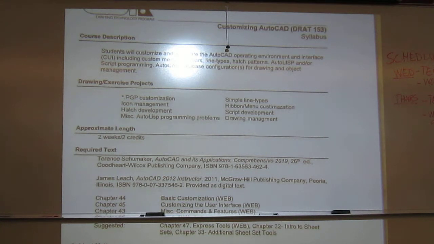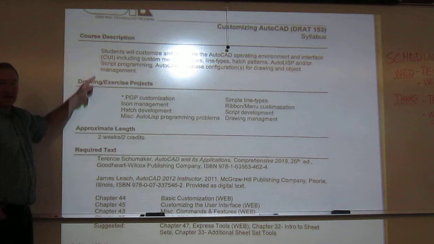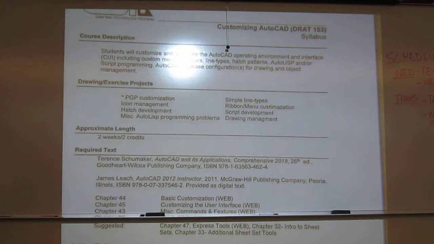Course description. You will customize in AutoCAD the AutoCAD operating environment and interface, which is the CUI. CUI stands for Custom User Interface. That includes menus, toolbars, line types, hatch patterns, AutoLISP and/or script programming. And you're going to really like these two. They're going to really open your eyes to some of the things we can do with AutoCAD, I think. AutoCAD database configurations for drawing and object management.